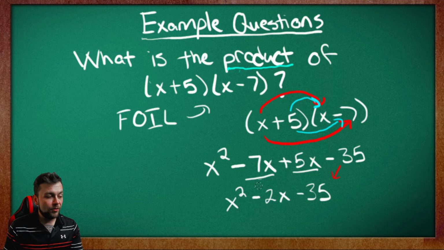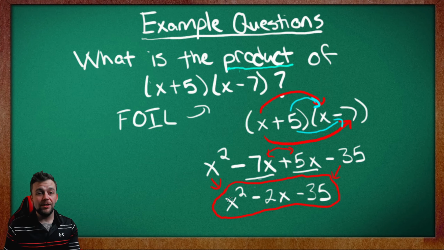This comes down, and our x squared comes down. So all we did was combine our two middle terms. And that's how we got our answer. This is the product of those two factors. And that's it. You're going to run into questions like that.